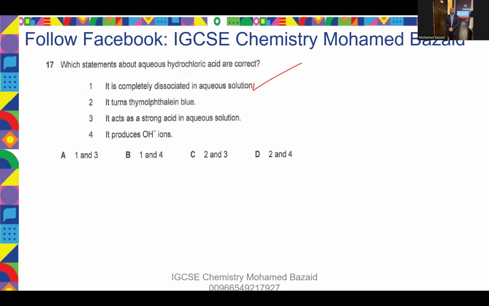It turns thymolphthalein blue. This is not correct. Thymolphthalein in acidic medium is not blue. This is in alkaline medium. It reacts as a strong acid in aqueous solution. Yes. It produces OH ions. Does it make sense? You are talking about acid. How come you say it produces OH? This is alkali. So the answer is 1 and 3, which is letter A.